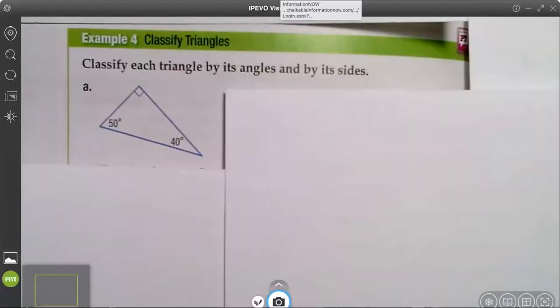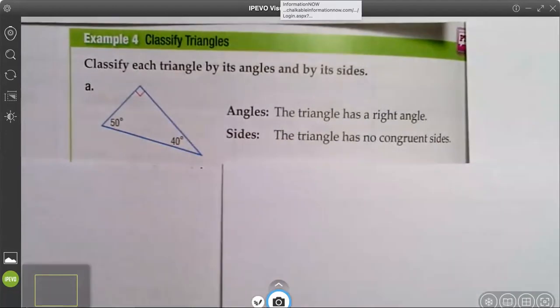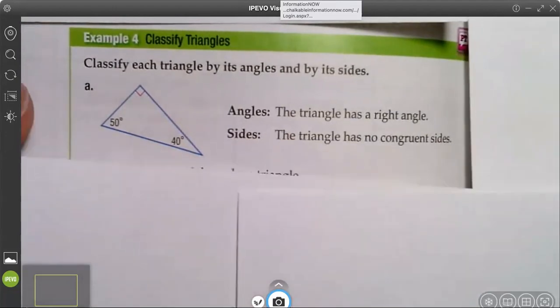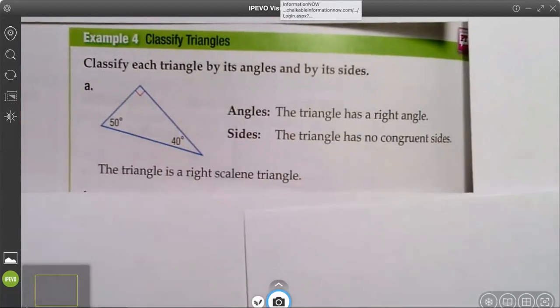Think about how you would classify this triangle by its angles and by its sides. This triangle has a right angle, and it has no congruent sides because it has no congruent angles. So that would make this a right scalene triangle.